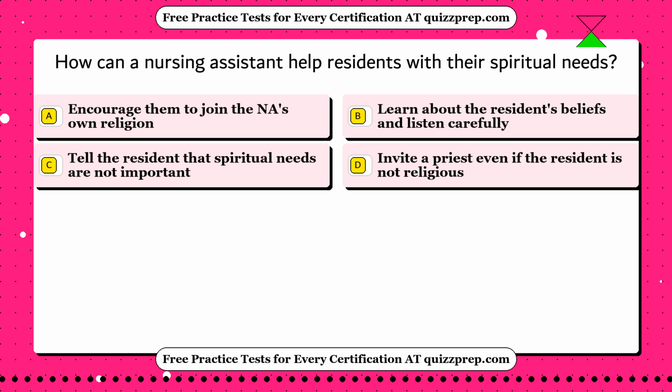Question 83. How can a nursing assistant help residents with their spiritual needs? Option A. Encourage them to join the NA's own religion. Option B. Learn about the resident's beliefs and listen carefully. Option C. Tell the resident that spiritual needs are not important. Option D. Invite a priest even if the resident is not religious.